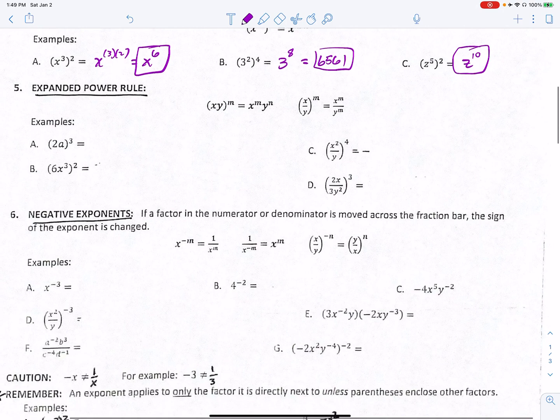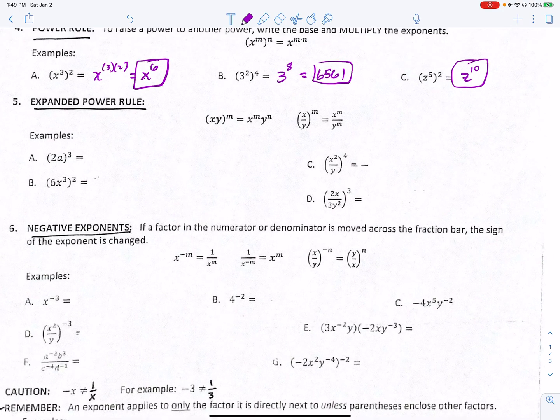Expanded power rule. What if you have more than one thing that is being raised to a power? Well, you need to take each individual piece and raise it to a power. And that's only if these are being multiplied.